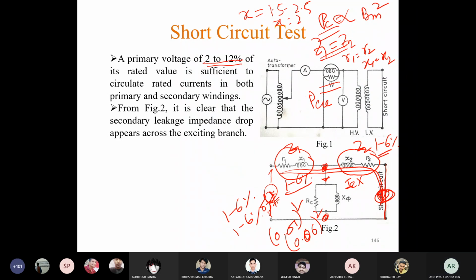Any doubt? So, sir, these two tests are being done to find the core loss and copper loss. Not exactly, not only those losses. We are determining the equivalent circuit parameters also. Okay.